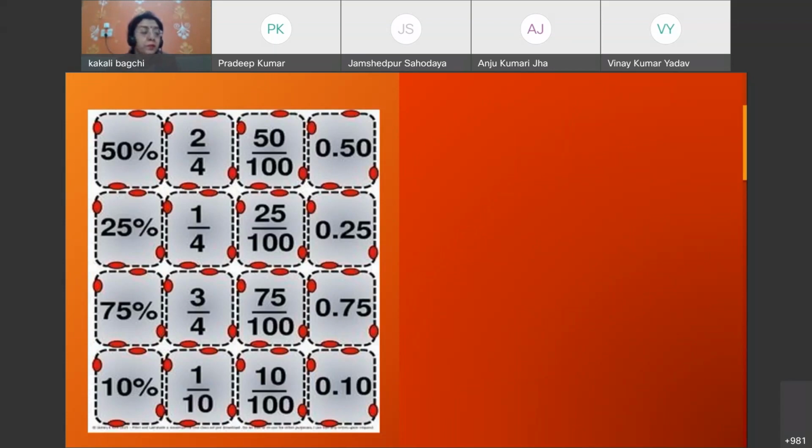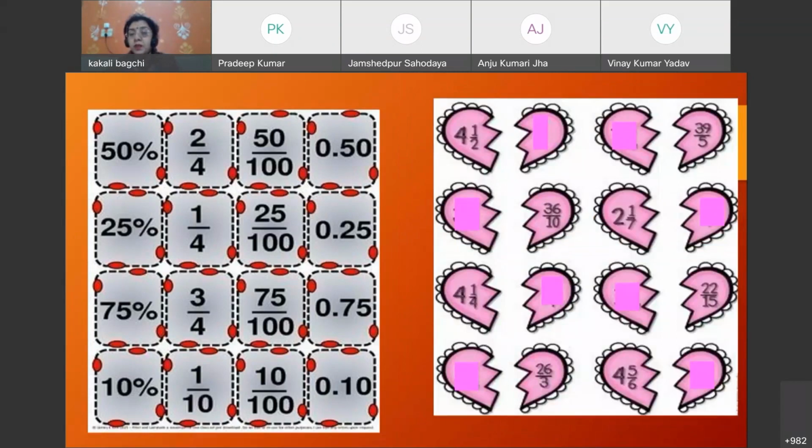When you are doing fractions, equivalent fractions, and mixed fractions, fill in the blanks. Children are sick and tired of this word, fill in the blanks. So make small projects like this. It is actually fill in the blanks, but the presentation is different. See, the presentation is different, children like it. These are the answers.